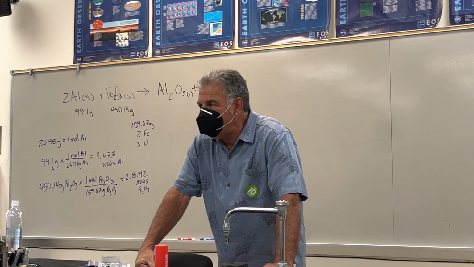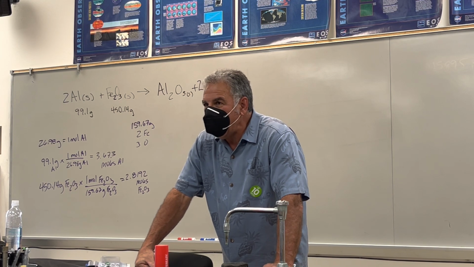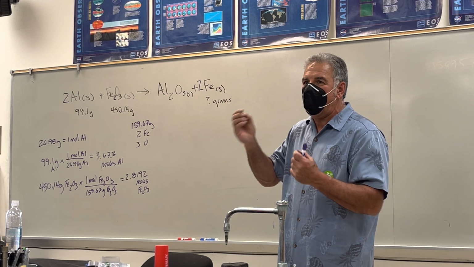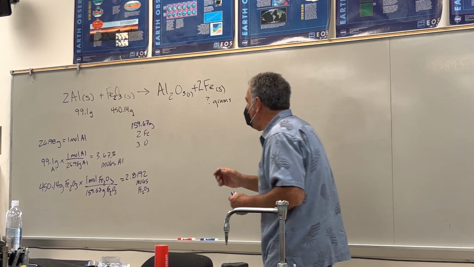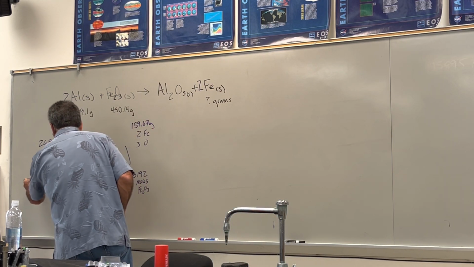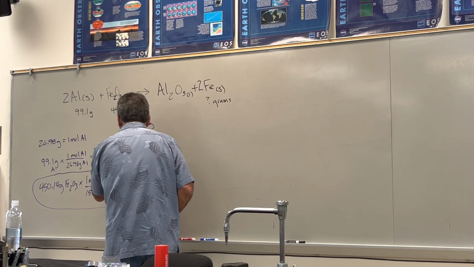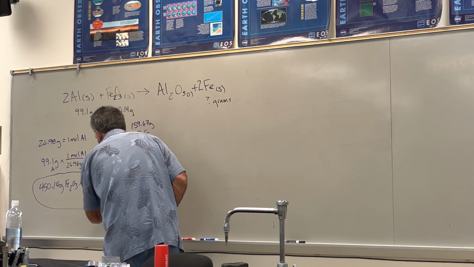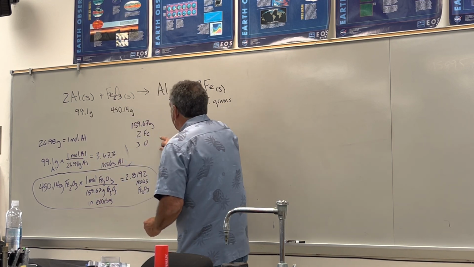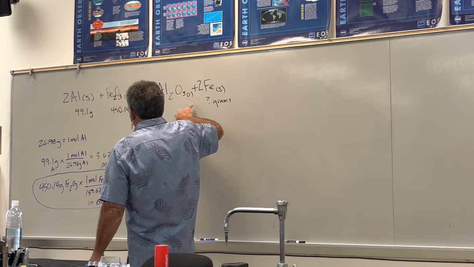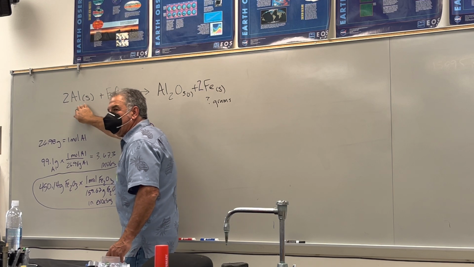What does the limiting reagent tell us? It affects how much iron's gonna be made after the reaction. Right. The limiting reactant determines how much product can be made. So do we have to even worry about this guy? No, throw it out. It's in excess. So all we have to calculate now is how much iron is made from our starting amount of aluminum.